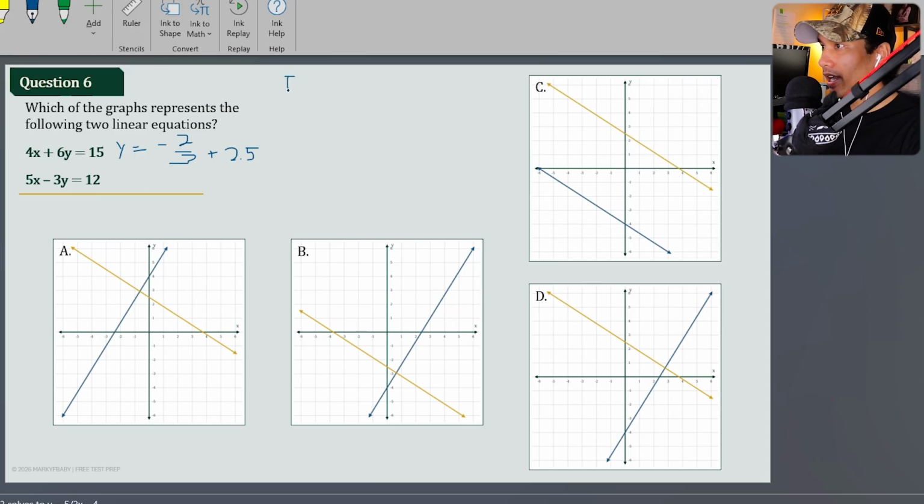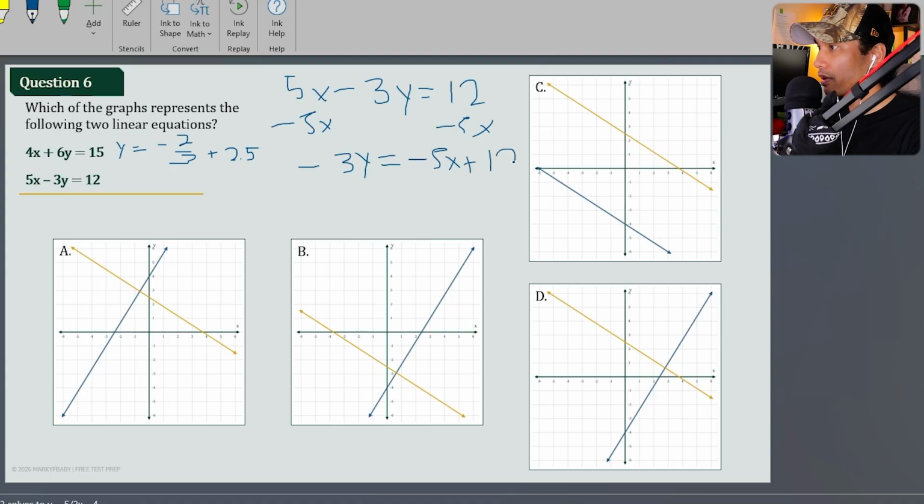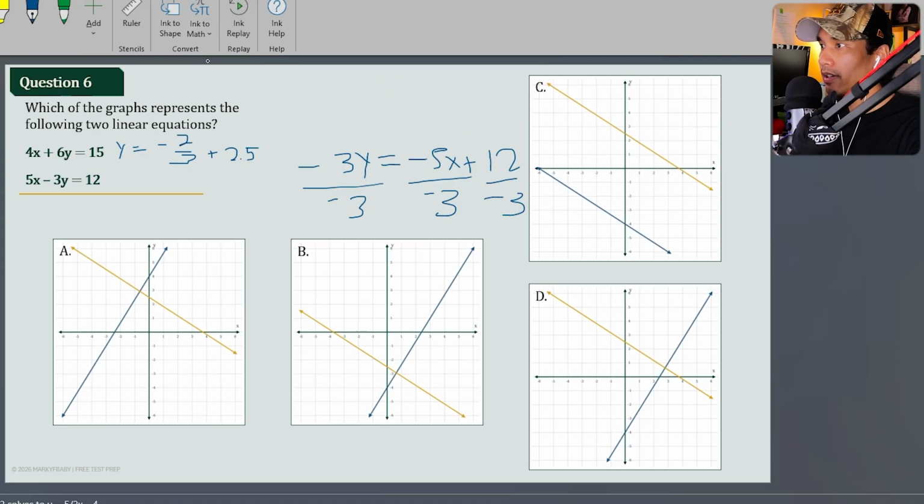And then we have 5x minus 3y equaling 12. I would minus 5x. Minus 5x, that would give us negative 3y equals minus 5x plus 12. And that would divide by negative 3, divide by negative 3, divide by negative 3. And let's just erase this so I could go on further. And then I have y is equal to, what is negative 5 divided by negative 3? That is a positive number.